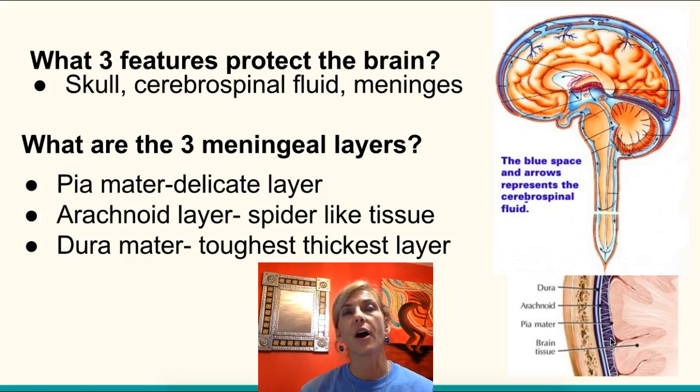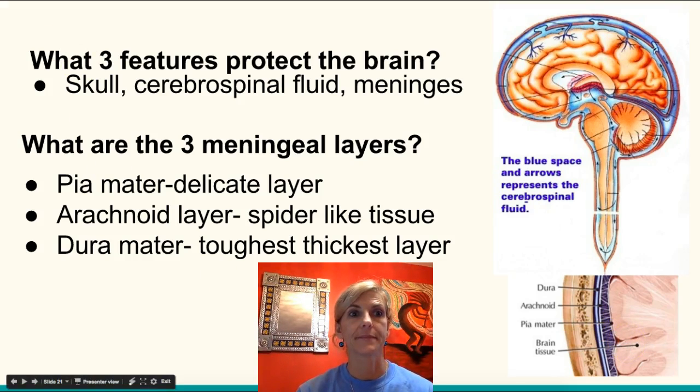So you want to be able to go superficial to deep or deep to superficial. So recognize epi is above or upon, epidural, dural, arachnoid, subarachnoid, and then pia would be superficial to deep.